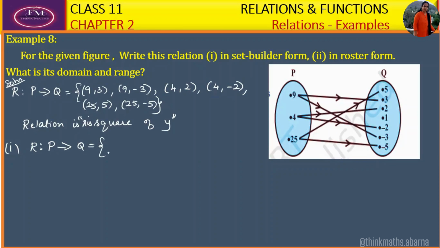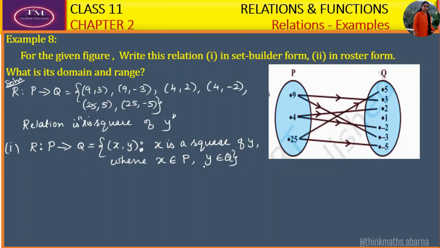What is the relation? It is set of all x comma y such that, what is the relation? X is a square of y. So x is nothing but y square. X equal to y square. So in this way you can write, or you can just write x is a square of y, x equal to y square, or x is a square of y, where x belongs to P and y should belong to Q. So this is the set builder form.